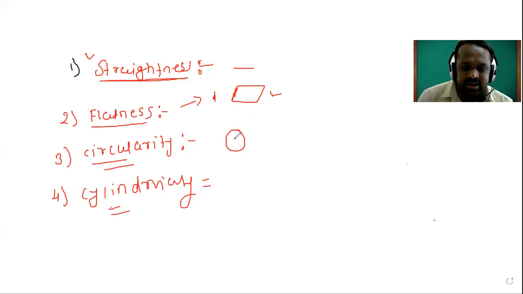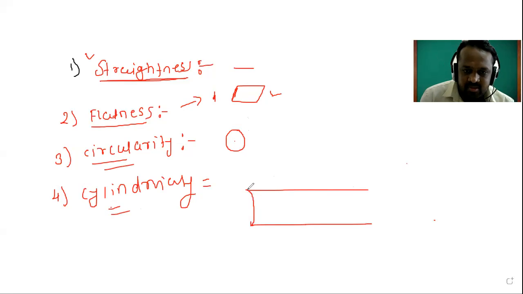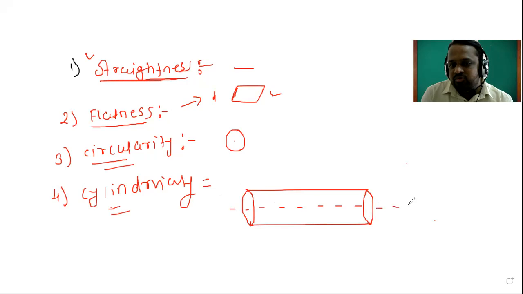See, this is the circularity. Circularity means in all the directions the radius should be the same. Then we can call it the circularity. And when can we call it the cylindricity? For example, suppose we have one cylinder. See, this is the cylinder. Now we have to understand the concept of the cylindricity. Now we have to check its cylindricity. The cylindricity means what? Okay, just see.